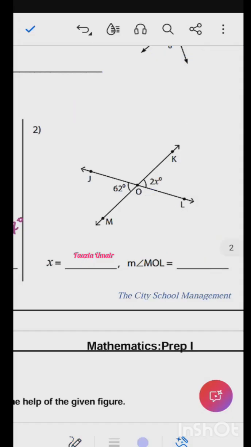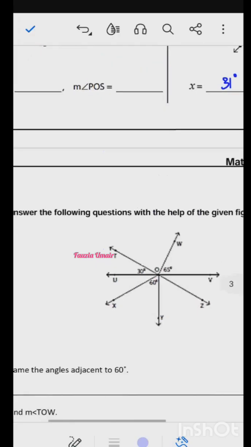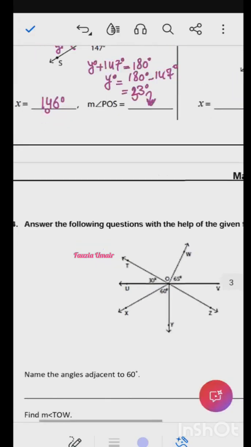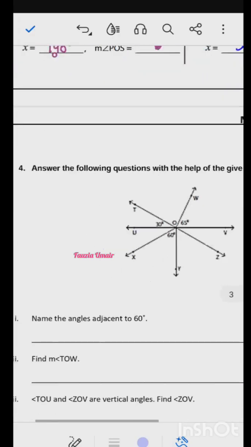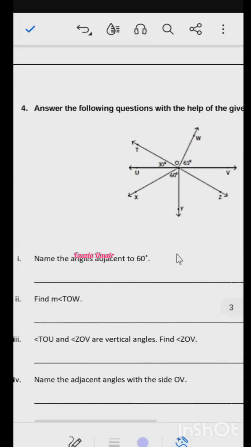Okay? Yes. So again, we need to answer. Name the angles adjacent to 60 degrees.